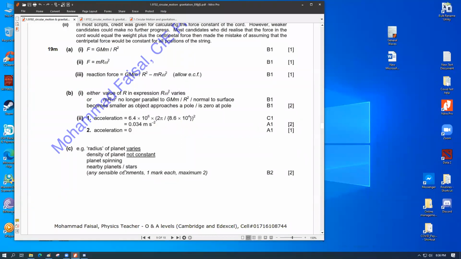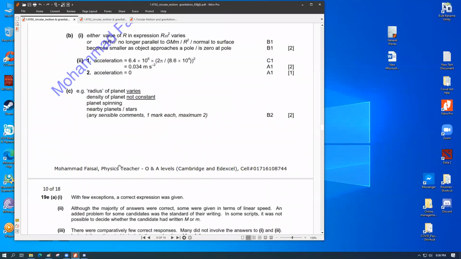Planets spinning or nearby planets or stars. So they did not at all mention the idea of different location. They have given 4 marks over here. Any sensible comment, 1 mark each.